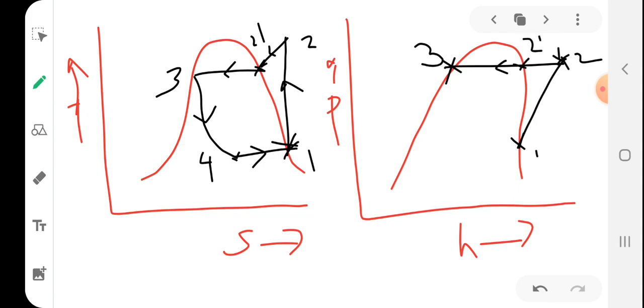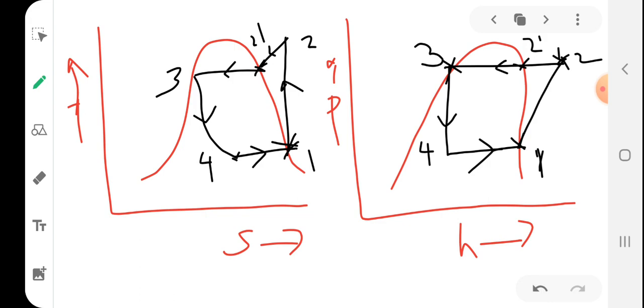Since this is a pressure enthalpy diagram, 2 to 3 will be a straight, horizontal line parallel to the x-axis. Then 3 to 4 will be an isenthalpic process, which means it will be a vertical line. And 4 to 1 will be constant pressure heat addition. This is how we draw the vapor compression refrigeration system in a pH diagram.